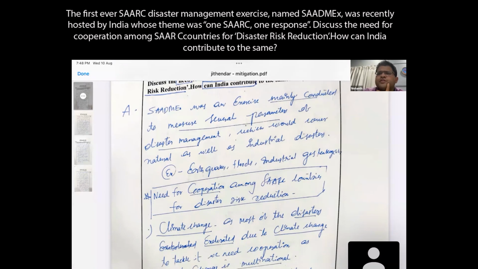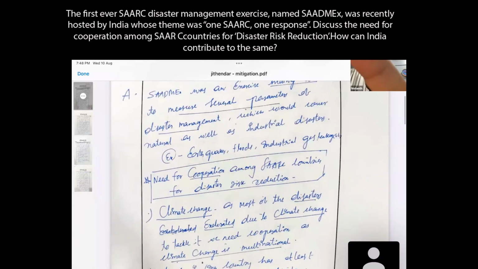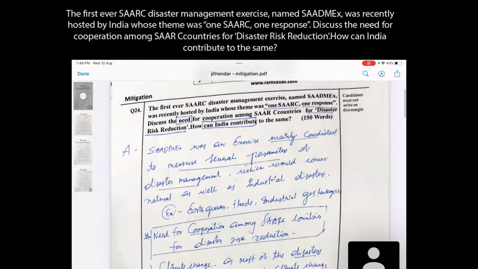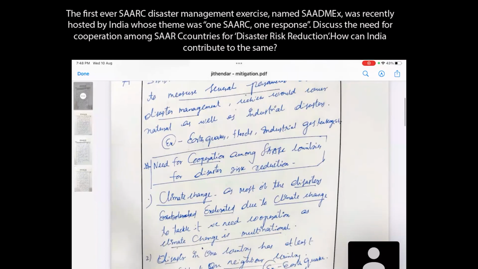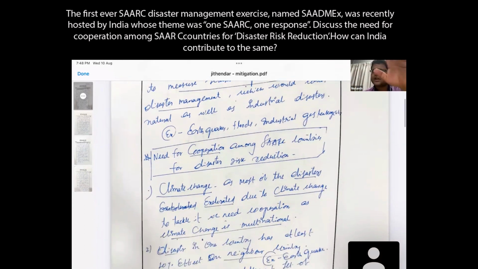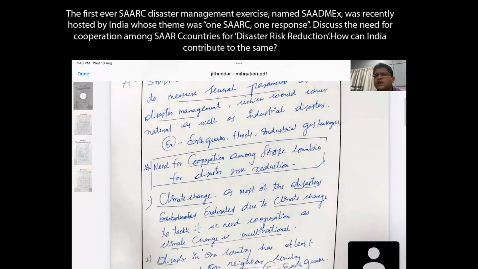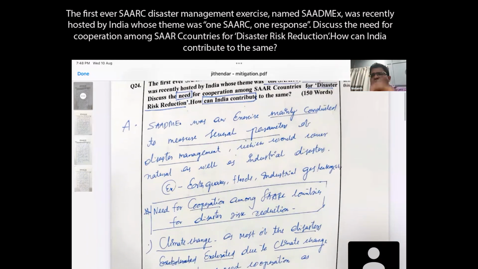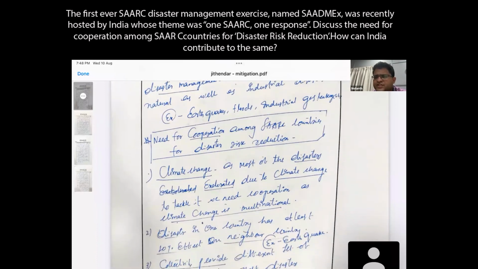Okay, good introduction. Maybe you can even write what is the need for this exercise also. Yes, you can add those value addition points, but make sure your introduction is only this much. It should not cross 4 or 5 lines. As far as the introduction and coming to the core demand of the question, you are right on the point. You have come to the core demand of the question immediately. That is good. And then you have mentioned climate change.